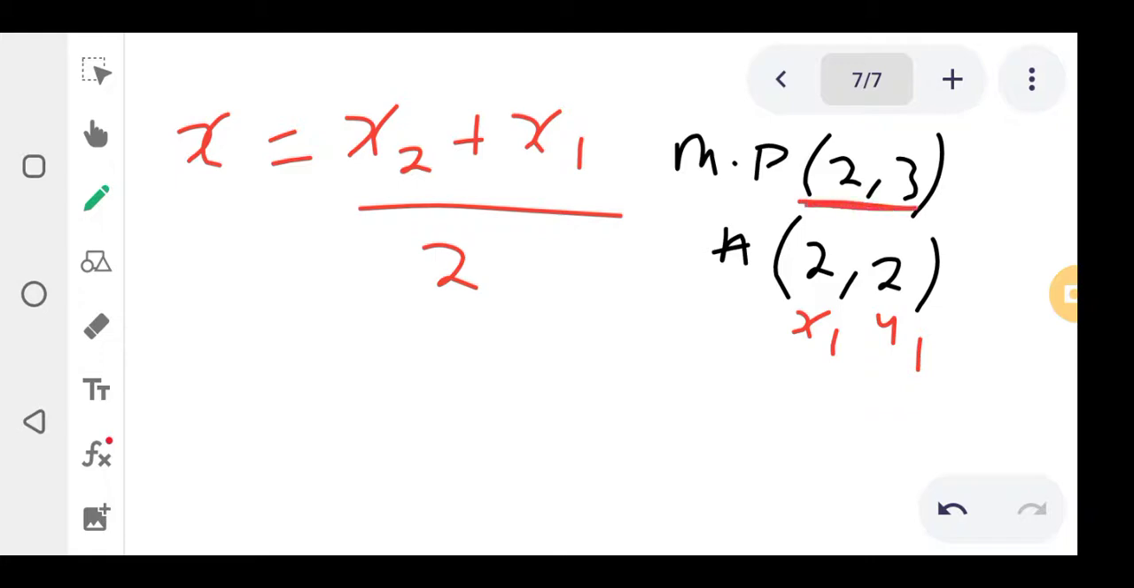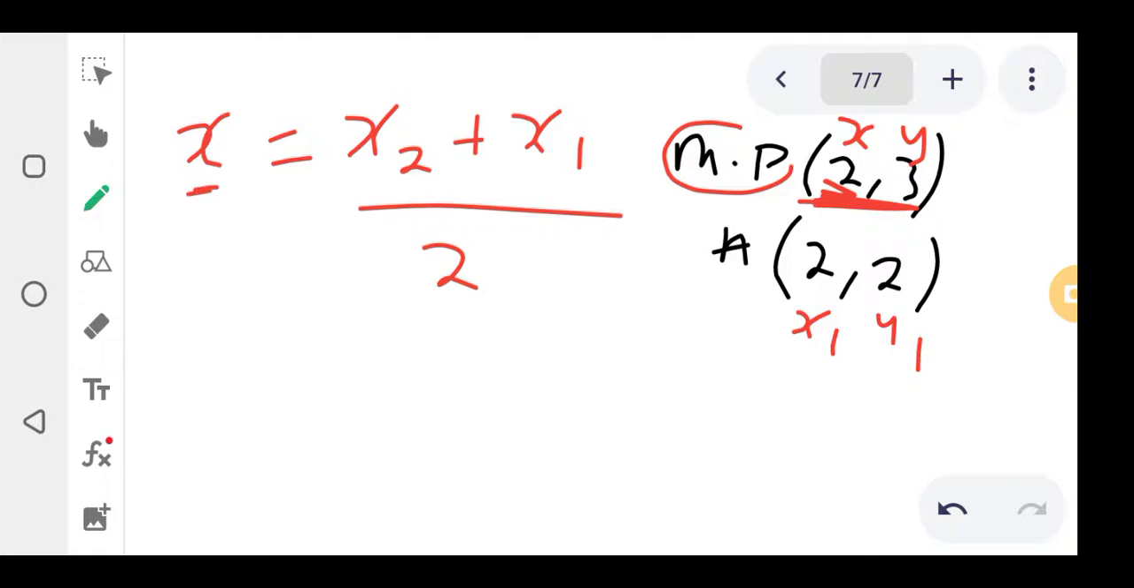But for the midpoint, you don't name it x2 and y2. Why? Because it's a midpoint. So you just name it x and y. You don't label it x1, y1, or x2, y2. This one is just x and y, because it's a midpoint. So what is x? X on the midpoint, as you can see, is 2.